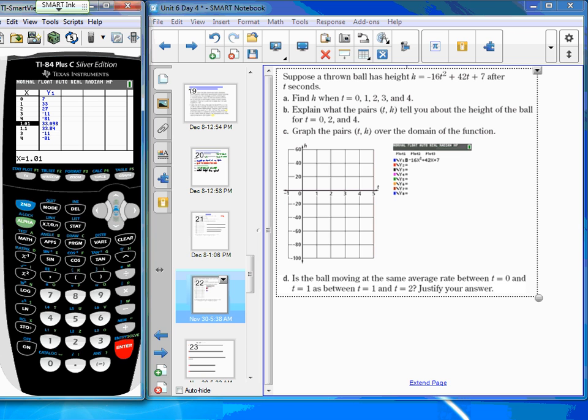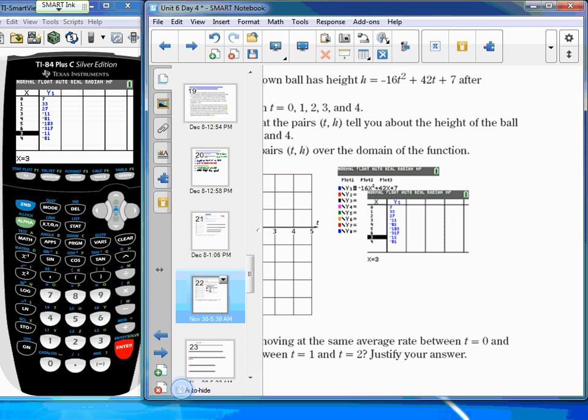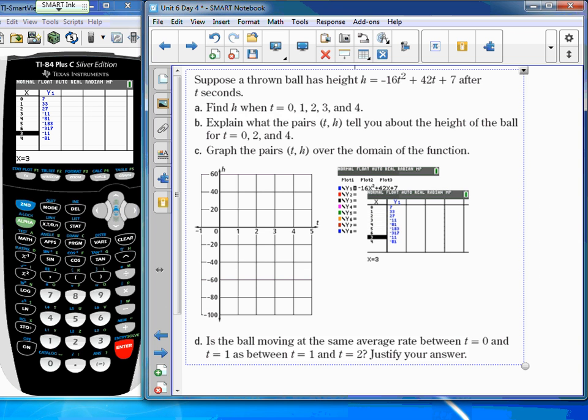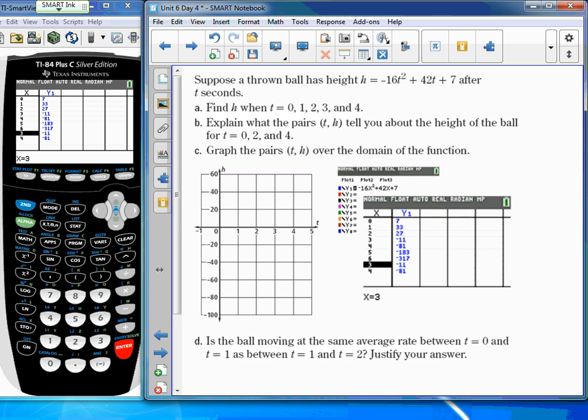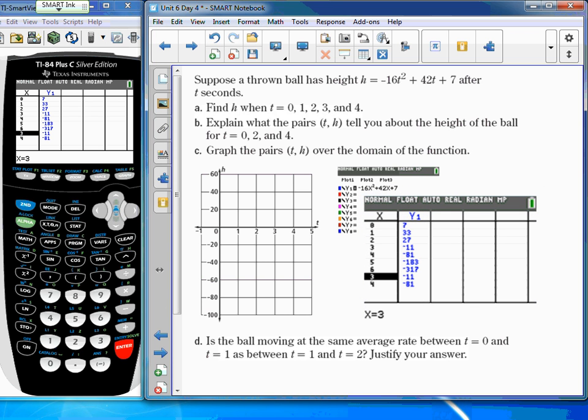I can look at what h values are produced when t equals 0, 1, 2, 3, 4, etc. So second graph does table. Everybody do that? Second graph brings you to your table. Everybody find it? Great. So we can see the values of h, right? The values of h when t equals 0, 1, 2, 3, and 4 are represented by my y sub 1 column entries in my table.